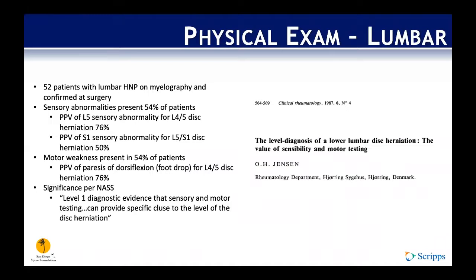But looking deeper into why that is, this is a study looking at patients with lumbar disc herniation on myelography that was subsequently confirmed at the time of surgery, and then they went back and looked at what their patients' physical exam findings were, including sensory disturbances as well as strength findings. And they found that there was a fairly strong positive predictive value both for ankle dorsiflexion loss as well as sensory abnormalities in the L5 and S1 distribution that would be effective at localizing the level of the disc herniation.